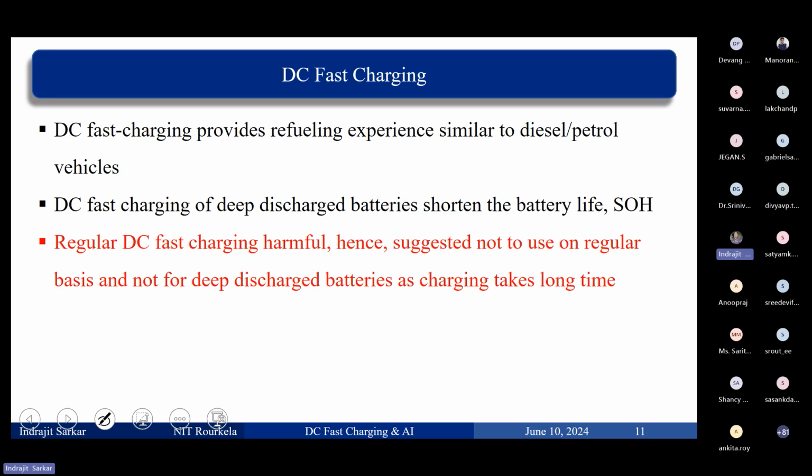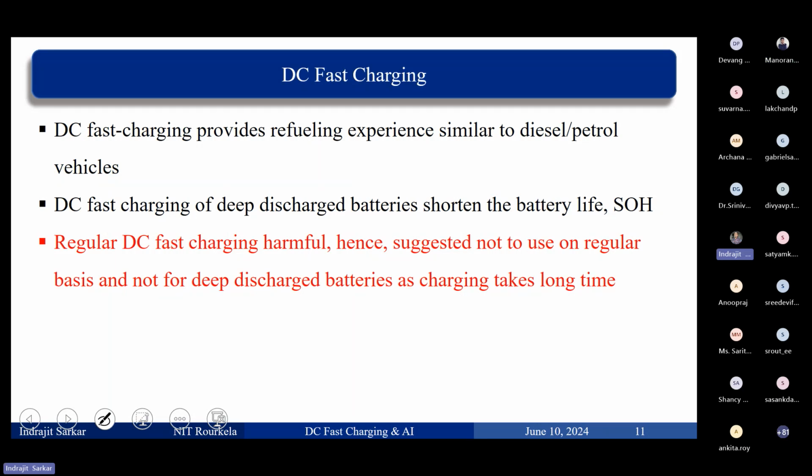So if you are doing this on a regular basis, you are doing something harmful to your battery, whatever battery it is, whether it is a mobile battery, an e-scooter battery, or an e-rickshaw battery. You are deteriorating the battery life. So regular DC fast charging is harmful and suggested not to use on a regular basis. If you are doing it, let's say, once a month, once a week, or maybe twice in 2 weeks, it is fine. I should not say fine, but it depends.